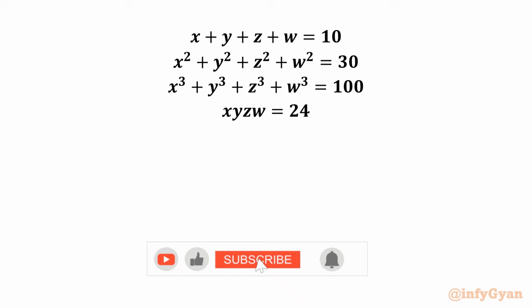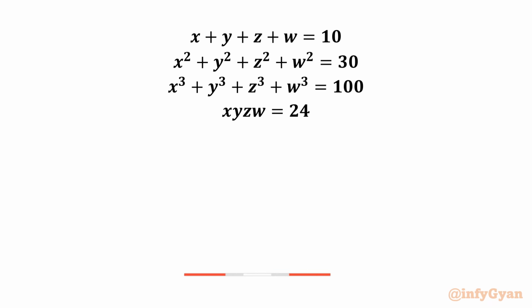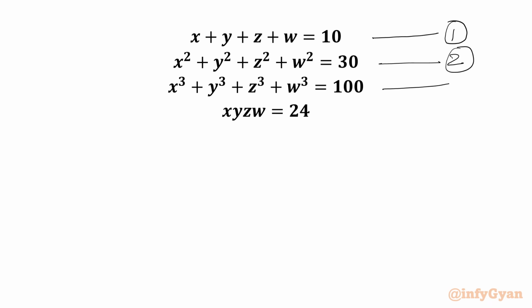Today in this video we are going to solve one very interesting and challenging question from system of equations. Here we have four equations with four variables. So we have to find out x, y, z and w. Let's get started by writing equation number 1, 2, 3, 4. I will solve this problem using Newton's sums method or Newton's method.